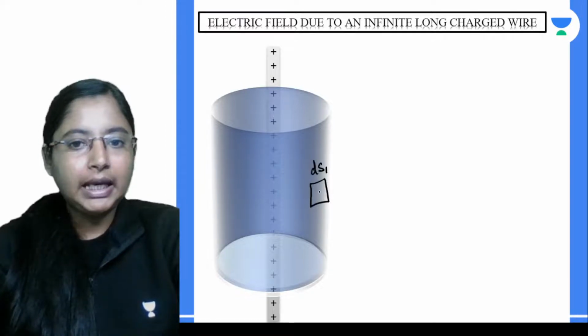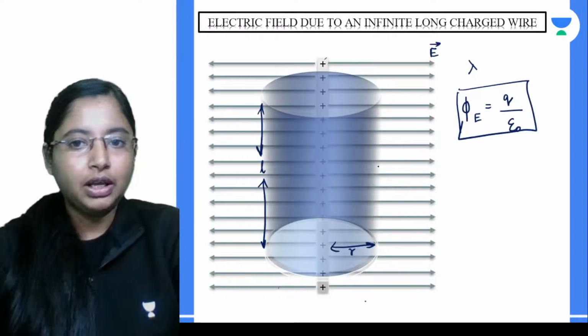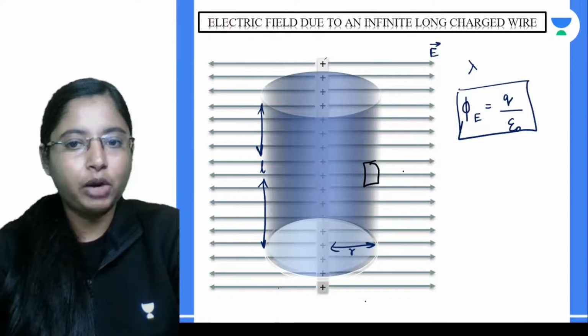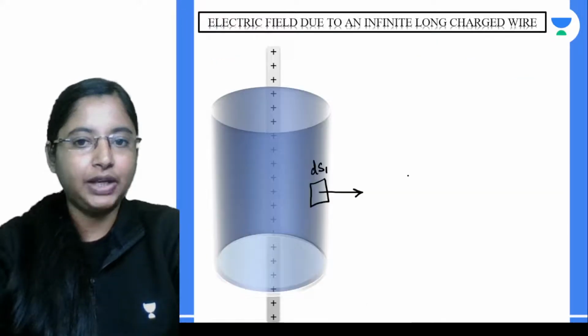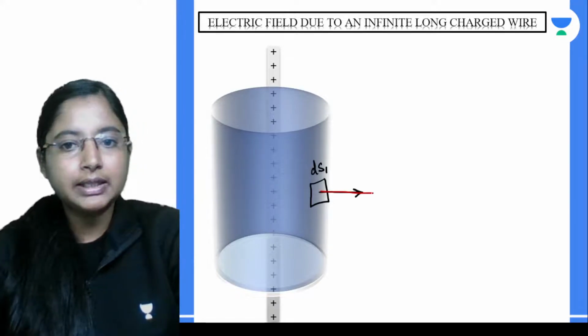If you see, the area vector for this surface will be in this direction. Now in the previous case we saw, if you take an area over here, how is the direction of the electric field lines? The electric field lines direction is also in the same direction as the field line over here.